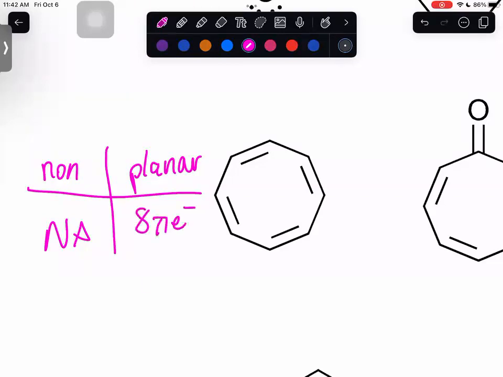It's 8 pi electrons, which means it's anti. What am I going to choose to be? Non-planar or planar? Non-planar, exactly. Now, do we see it now? Yes. We're good with the chapter now. Okay, it's clicking. That's good.